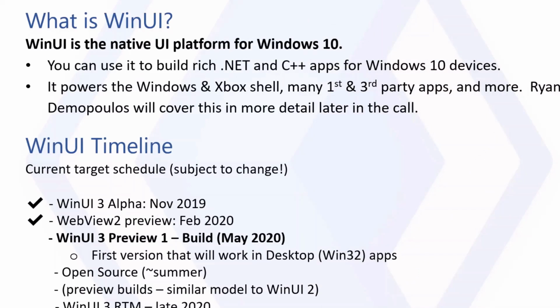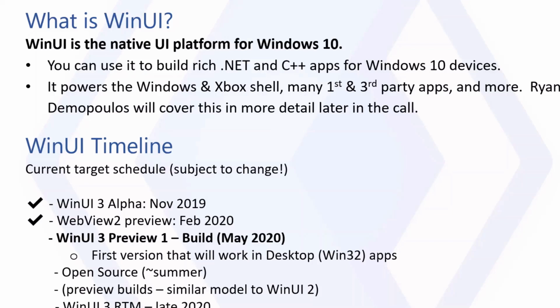So what is WinUI? If you're new to the call, I'm just going to go over this quickly, and then Ryan will cover this in much more detail in his section later on. WinUI is the native UI platform for Windows 10. You can use it to build rich .NET and C++ apps for Windows 10 devices. It powers Windows and Xbox Shell, and it also powers many Microsoft first-party apps as well as third-party apps.